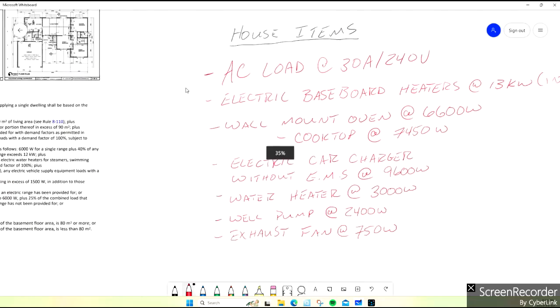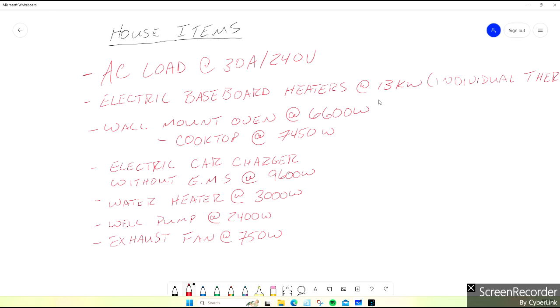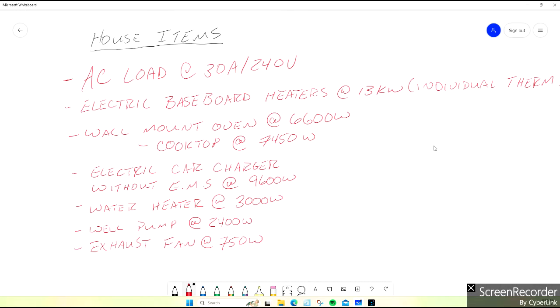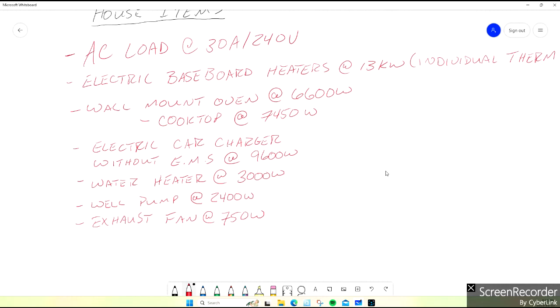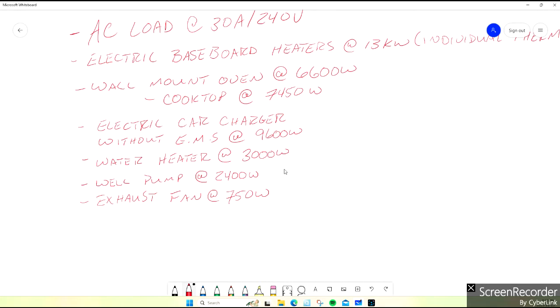And in this home, we're going to have an air conditioner at 30 amps, and electric baseboard heaters at 13,000 watts total load. I make note that each of them has an individual thermostat. So like a baseboard heater in each room, it has its own thermostat, whether on the wall or on the unit itself. This home will have a wall mount oven and a cooktop. It will have an electric car charger without energy management system, and we'll look at that, but that's what the without EMS means. Overall though, the car charger has a load of 9,600 watts. We have an electric water heater at 3,000 watts. We have a well pump at 2,400 watts.